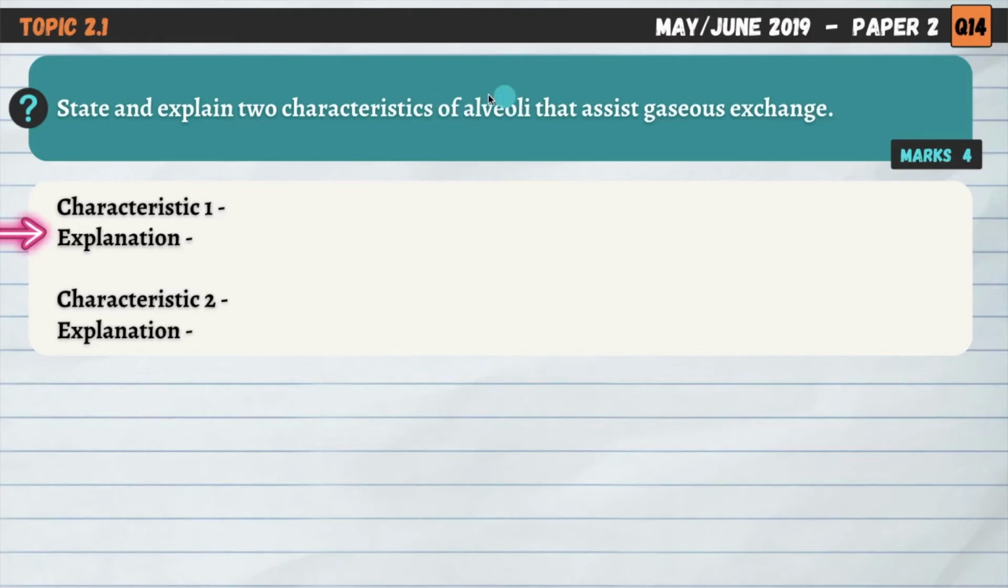So there's our first two marks, and we're going to get the remaining 2 marks from explaining how those two characteristics of the alveoli assist with gaseous exchange, which is the process by which oxygen and carbon dioxide either move from the air in the lungs into the bloodstream or the other way around, so from the bloodstream and back into the lungs where we can exhale that air.